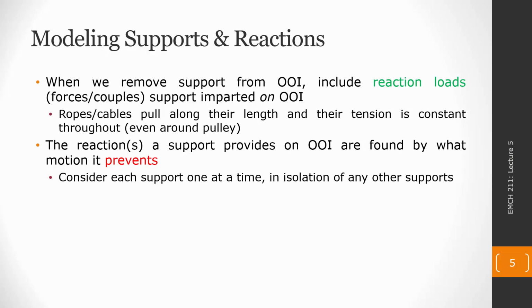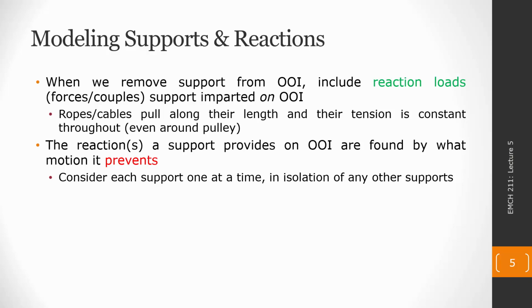And any motion that was prevented is going to be a force or a couple that the support imparts on our object. So a direction of translation is going to be a force. A plane of translation we are going to model as 2 orthogonal forces. And if we prevent rotation around the Z-axis, it's going to be a couple. And this will expand when we get to 3 dimensions, thinking about translation in 3 dimensions and rotation in 3 dimensions. But for 2D rigid bodies, we can only translate in the X and Y plane, and we can only have rotations around that Z axis.